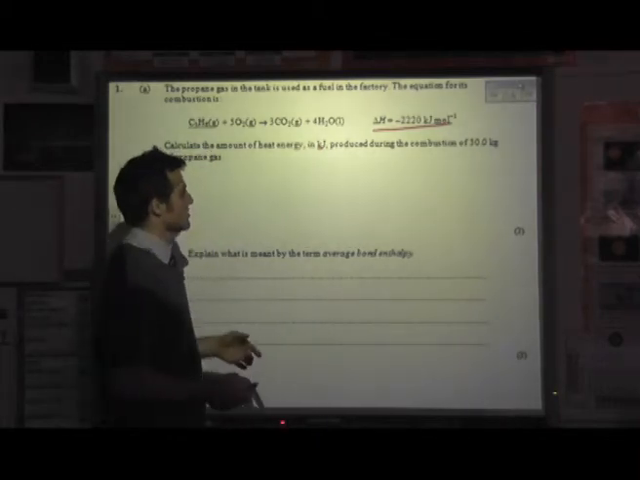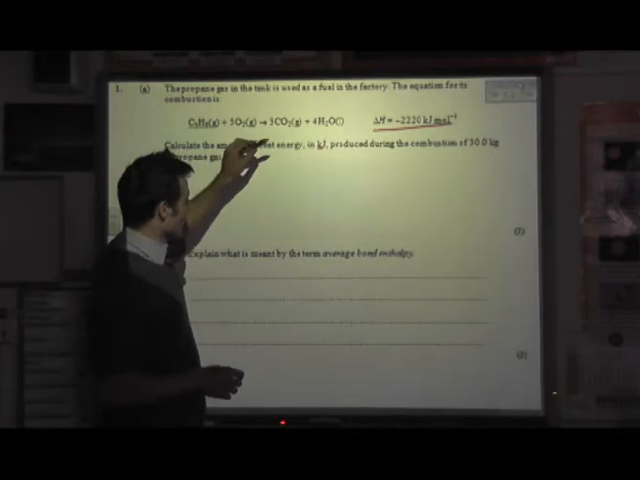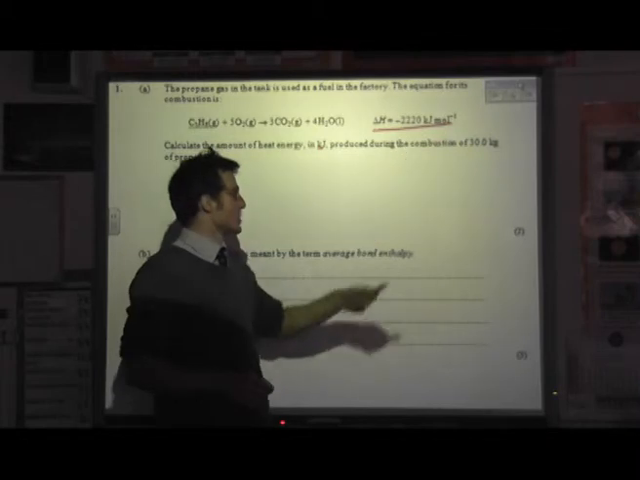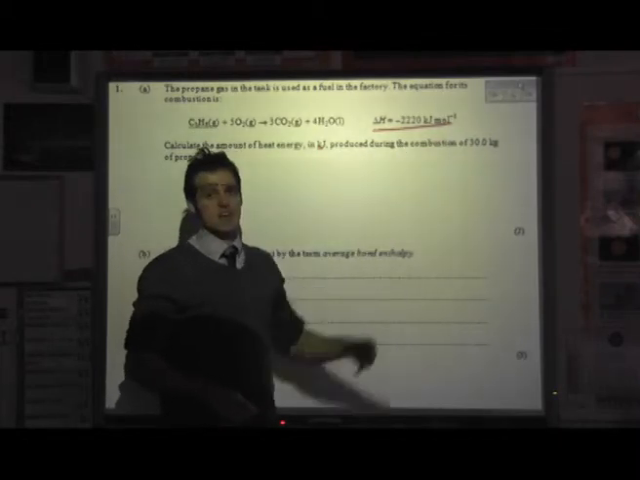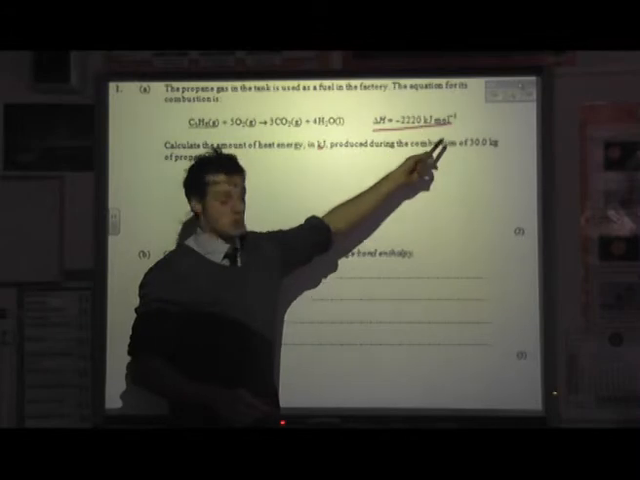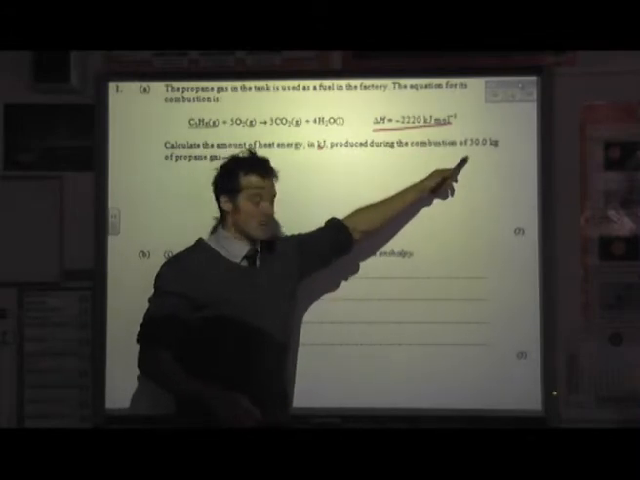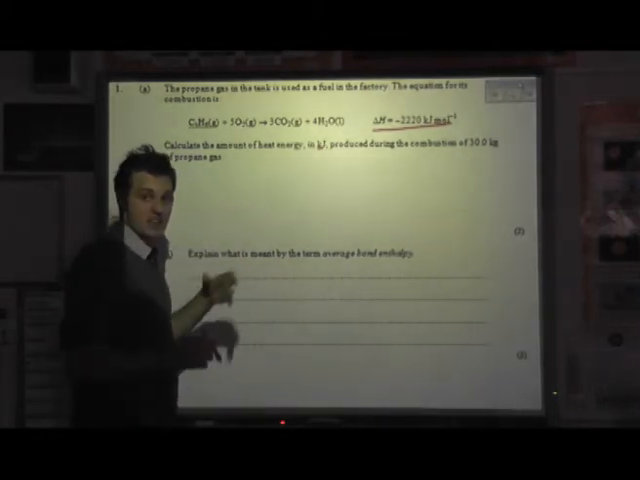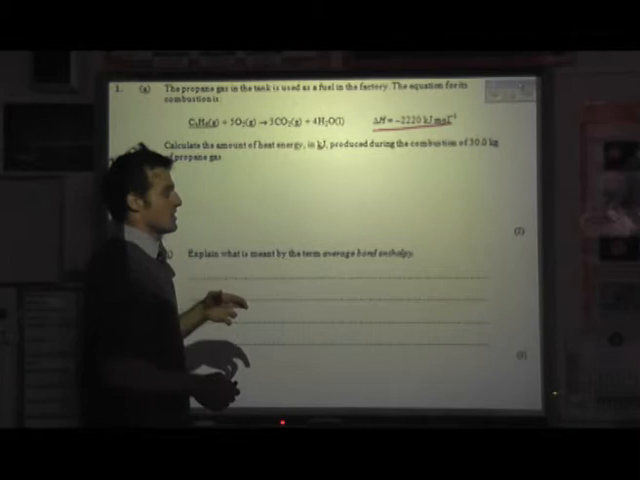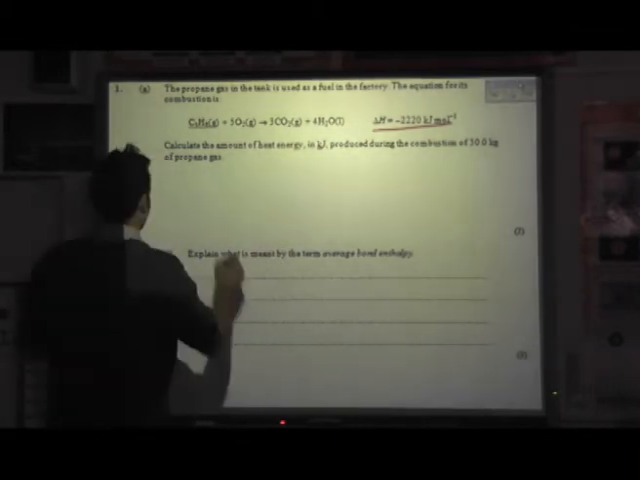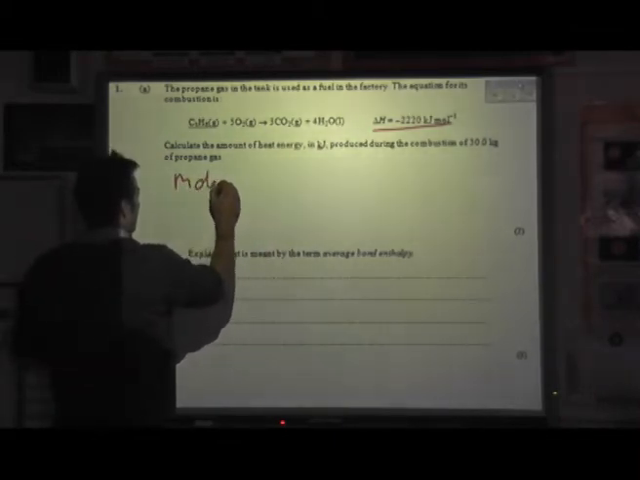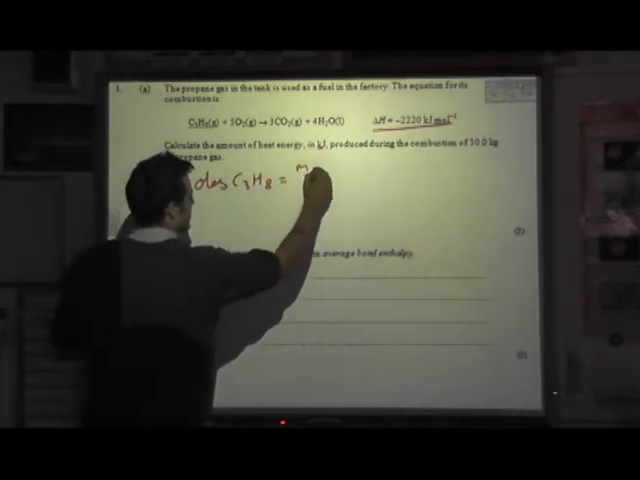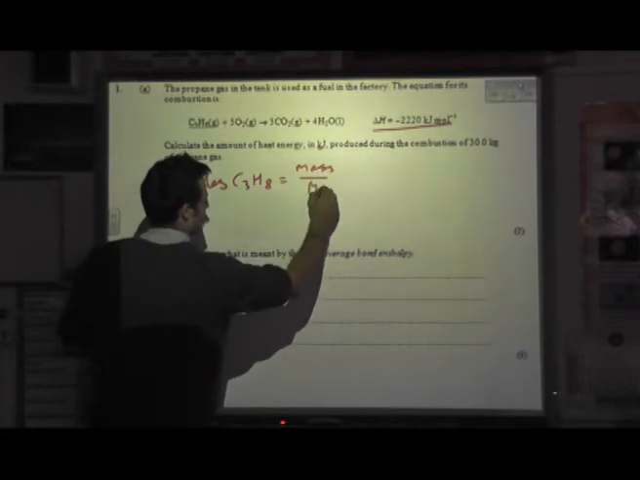Okay, so to do this question, we need to think: this is how many kilojoules are made for every 1 mole, so I need to know how much for 30 kilograms. At the moment I don't have kilojoules per kilogram, it's kilojoules per mole, so I have to convert this to find out how many moles there are. So how many moles of propane gas are there? If I have the mass, I can do moles equals mass over Mr to find out the moles. So moles of C3H8 equals the mass over its Mr.